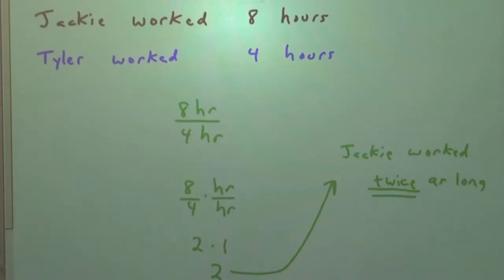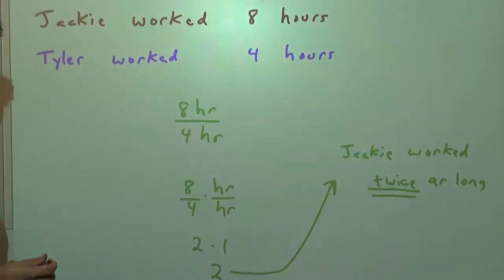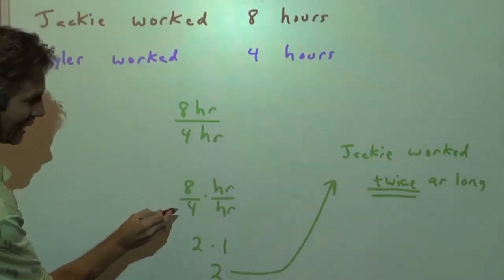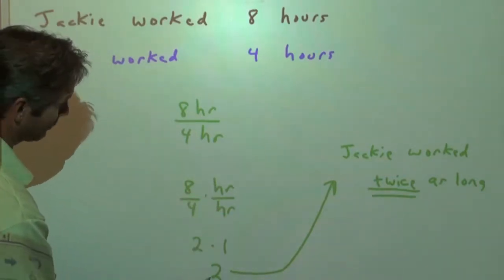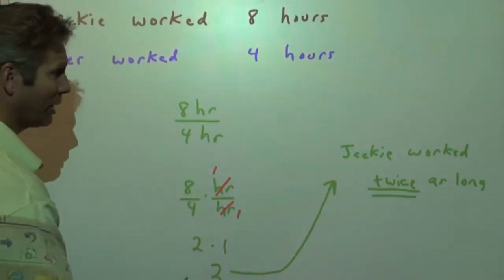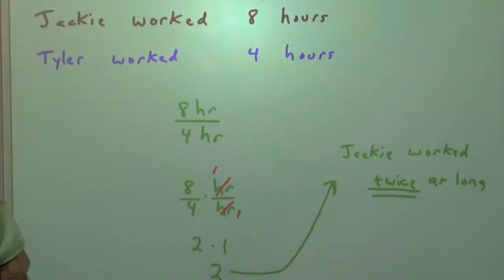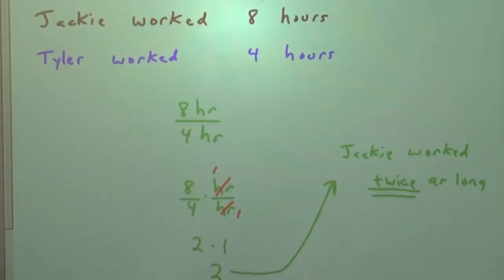Very important to us. Hey, Jack, you worked 8 hours. Tyler worked 4 hours. If we take 8 hours divided by 4 hours, do we get 2 hours? No, we do not. We get 8 divided by 4, which is 2, but an hour divided by an hour is 1. We can slash these away and say there's 1 left. So what you're left with is 2, and what that implies is that Jack worked twice as long as Tyler.